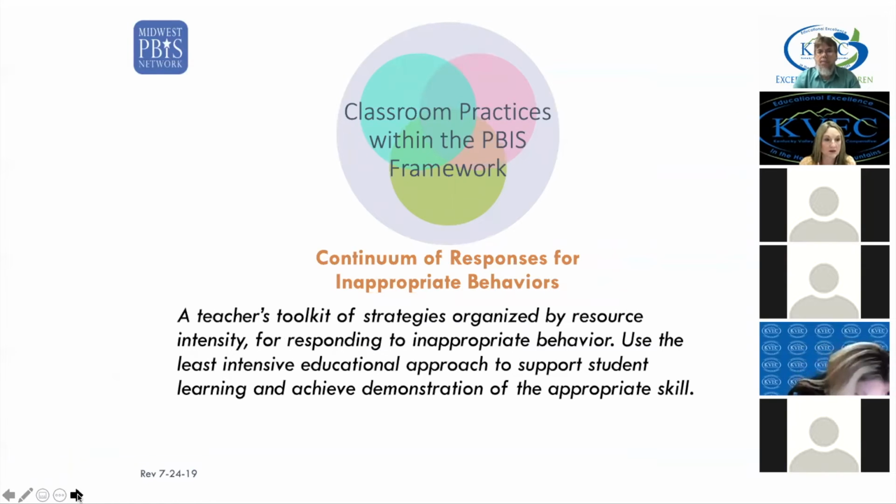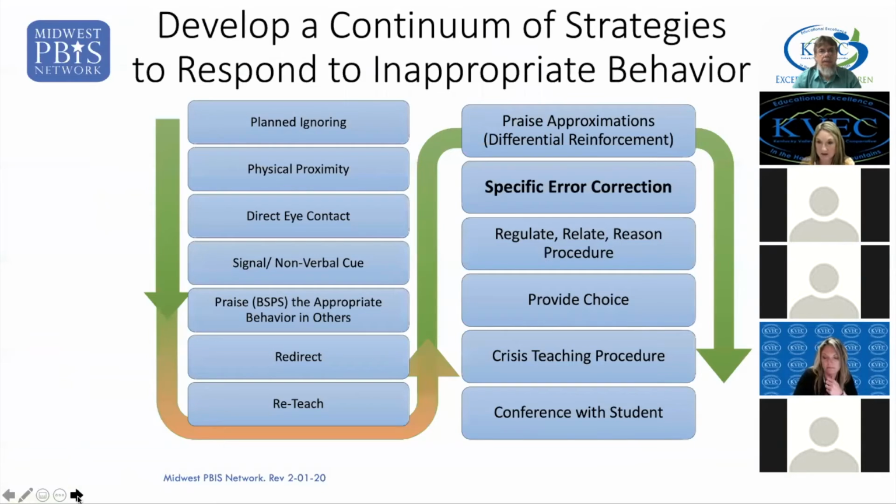So, continuum of responses for inappropriate behaviors. This continuum of responses is a way that we can respond to inappropriate behaviors without jumping straight to the office. We're going to have a toolkit, as it says, and what are some tools in our toolkit that we can use to help with these inappropriate behaviors without jumping to the most restrictive thing that we can do? Some of the least intrusive or least restrictive things we can use is planned ignoring.